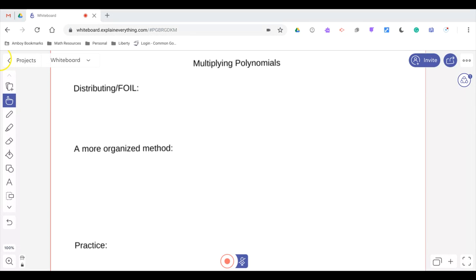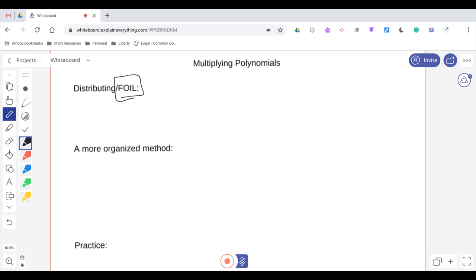Welcome back, Math 2. Today we are going to discuss multiplying more polynomials, other than just a monomial times a polynomial, but polynomial times polynomial. There are actually two different ways I'm going to show you how to do this, because it really just depends on how organized and clean you want all of your work to look. The first one is the most typical. It's distributing, or a lot of people refer to it as FOIL, which stands for first, outside, inside, last.